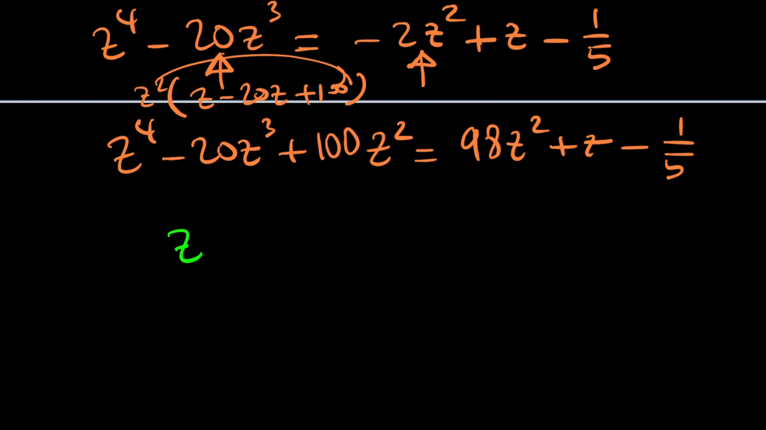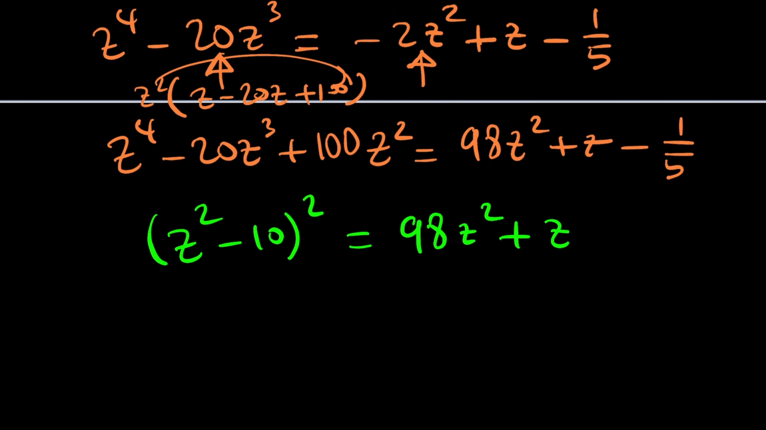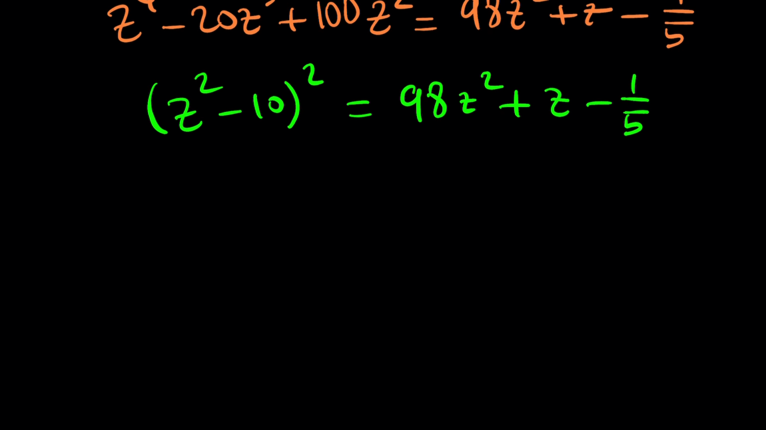The left-hand side is a perfect square, z squared minus 10 squared. Beautiful. Now, the right-hand side is not a perfect square though, right? But we can manipulate it to make it a perfect square. And this is how we can do it.